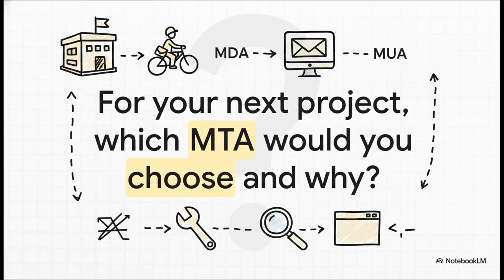So, let's put it all together. Linux Mail is this super flexible system with three parts. The MTA is the post office, the MDA is the mail carrier, and the MUA is your inbox. Once you get how these pieces fit together, and you know the basic tools, you're well on your way to mastering email on Linux. So that leaves us with one final thought. For your next project, which MTA are you going to choose, and why?